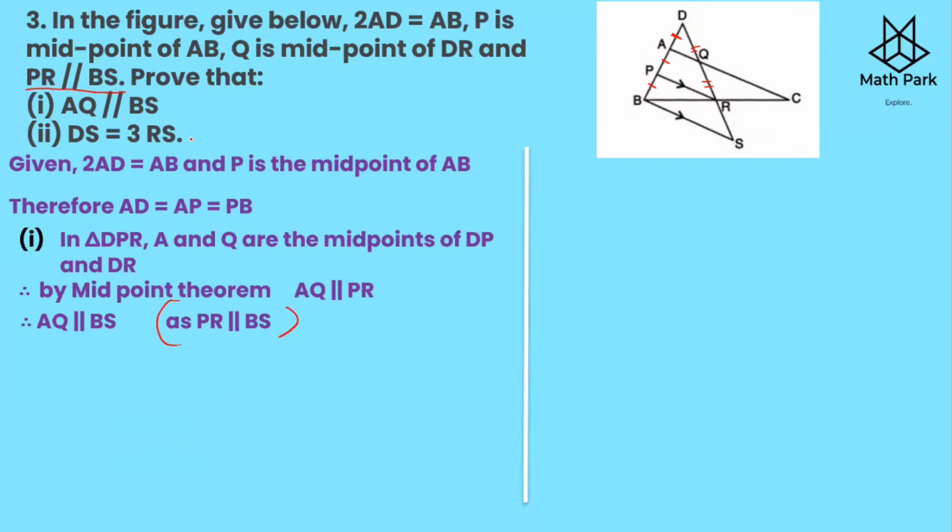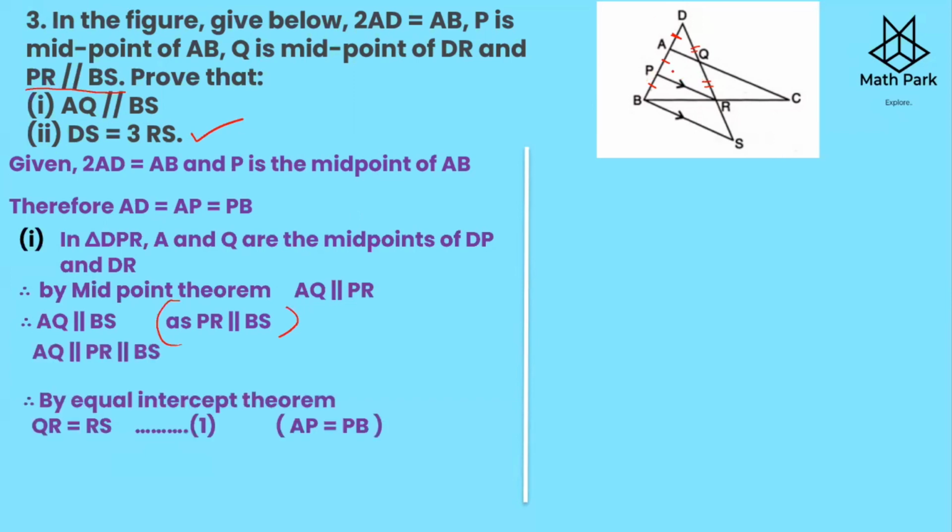Second case, you have DS is equal to 3RS. Now, by equal intercept theorem, you have QR is equal to RS because AP is equal to PQ. Therefore, QR is equal to RS. These three lines are parallel to one another, and AP is equal to PB. That's the reason the intercepts made by DB are equal. Therefore, intercepts made by DS are also equal. Therefore, you get QR is equal to RS.